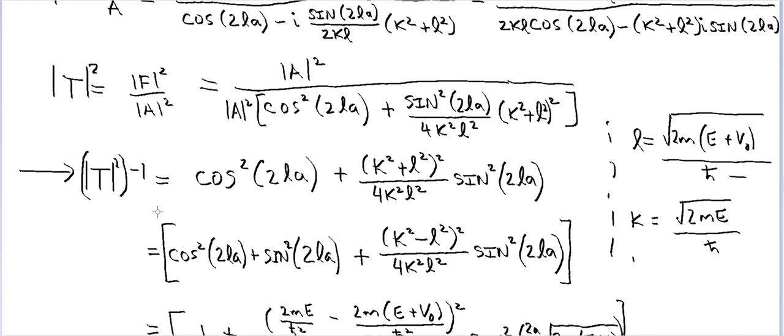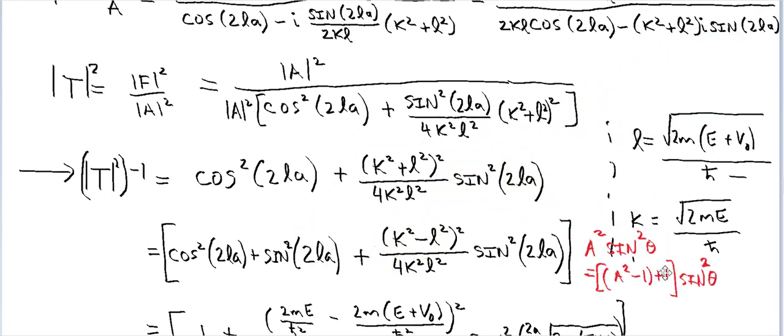And let's see if we can simplify this a little. So note that I can rewrite this second piece, K squared plus L squared, squared, over 4K squared L squared, sine squared 2LA, as K squared plus L squared, squared, over 4K squared L squared, minus 1 plus 1, times sine squared of 2LA. Here, let me write that out for you.